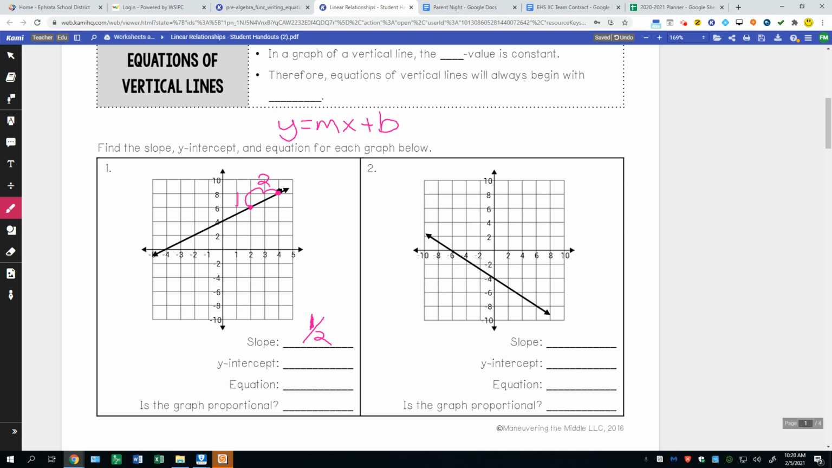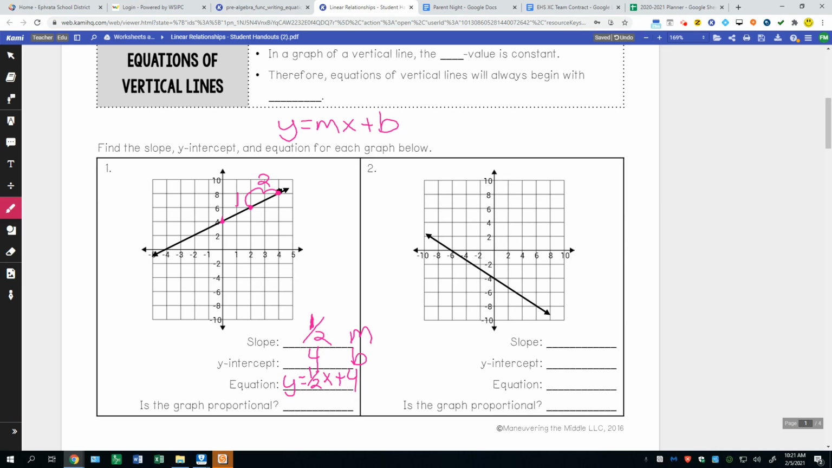The other thing I need out of this is my y-intercept, or where my line goes through the y-axis. And I look at that, and it goes right there at 4. Okay. And I don't need it as a coordinate. I need it as simply a value. So I'll put my y-intercept as a 4. So now all I have to do is write my equation. And I'm going to substitute in slope, which is the m, and the y-intercept, which is the b. And that's going to be y equals 1/2 x plus 4.